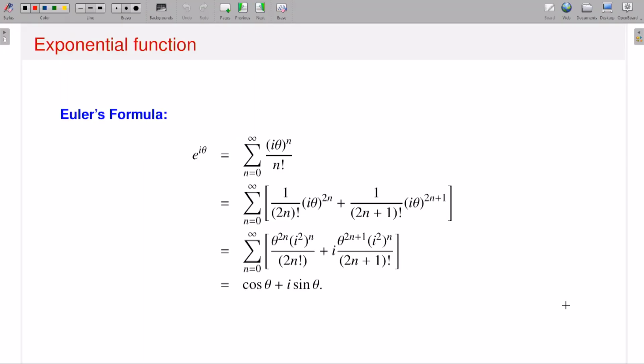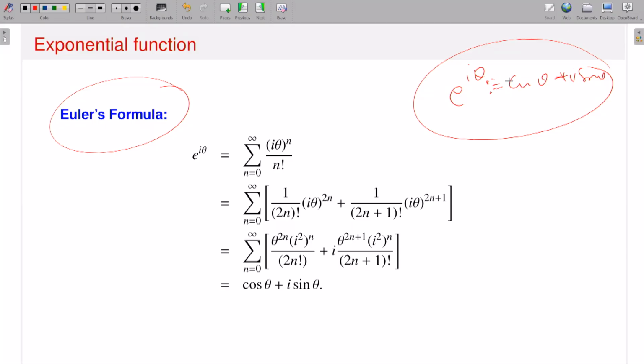Once I have that, I can now prove Euler's formula that I assumed when I talked about e to the power i theta. What is that? Cosine theta plus i sine theta. If you remember, I defined it like this. Because theta is real, I said consider this complex number, cosine theta plus i sine of theta, and at that time I denoted it as e to the power i theta.